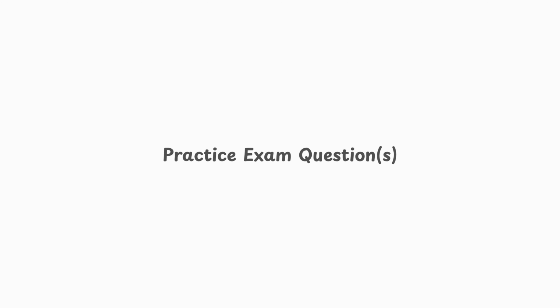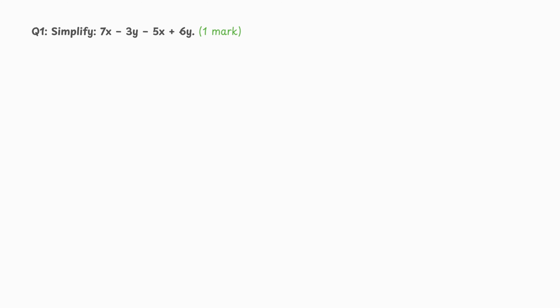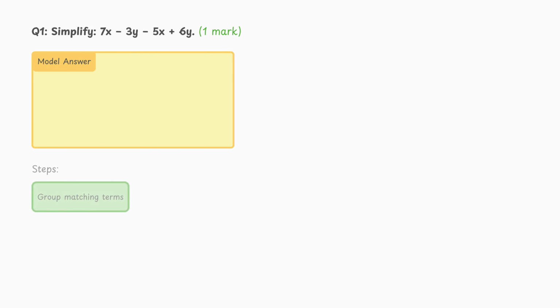Now let's dive into some exam-style practice questions. You can pause the video and try it yourself. Simplify 7x minus 3y minus 5x plus 6y. To simplify this expression, we need to combine similar terms. Remember, similar terms are terms with the same letter part. So we're going to look for the x terms first, and then the y terms. Let's start by identifying each term carefully.